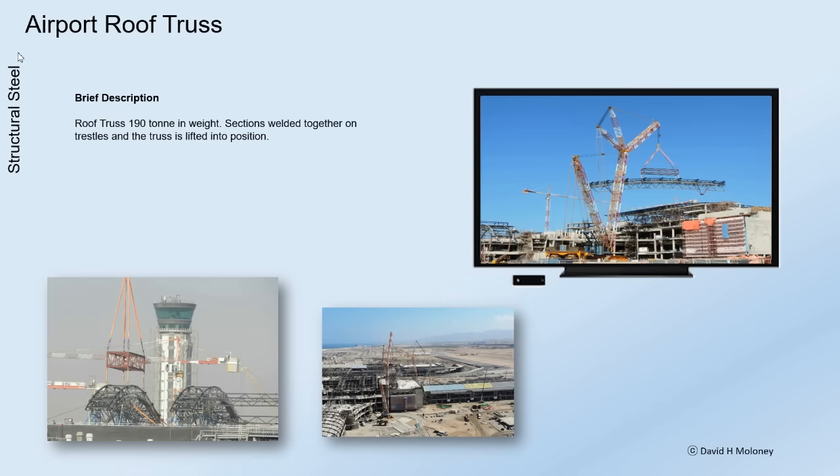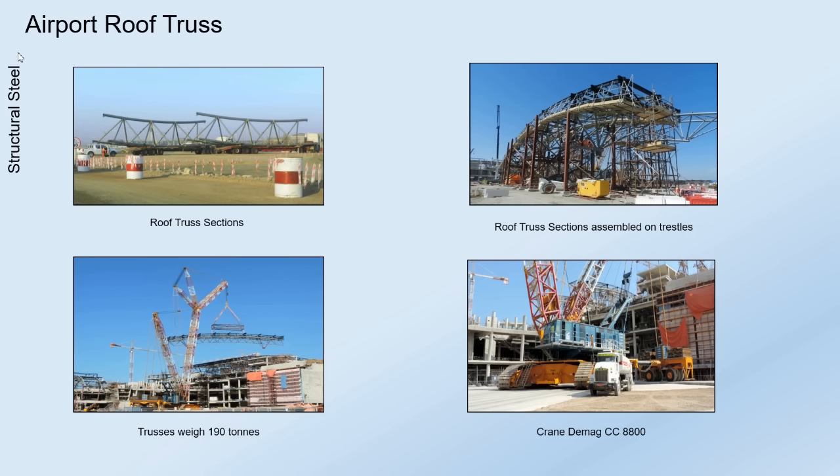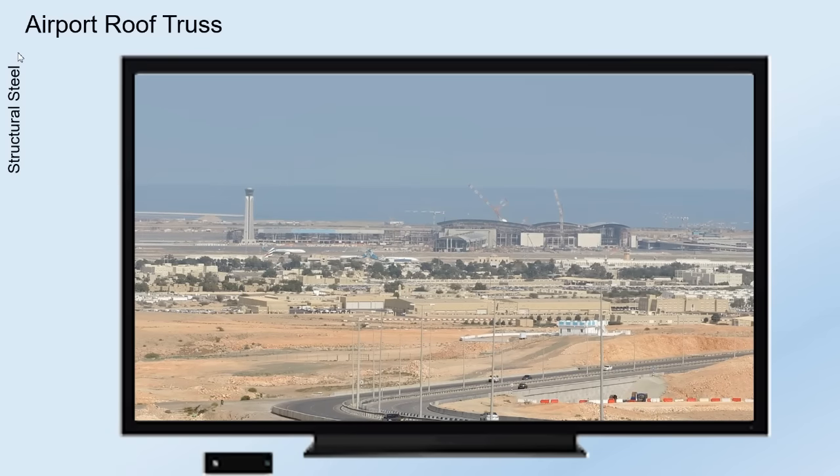Roof truss 190 ton in weight. Sections welded together on trestles and the truss is lifted into position.